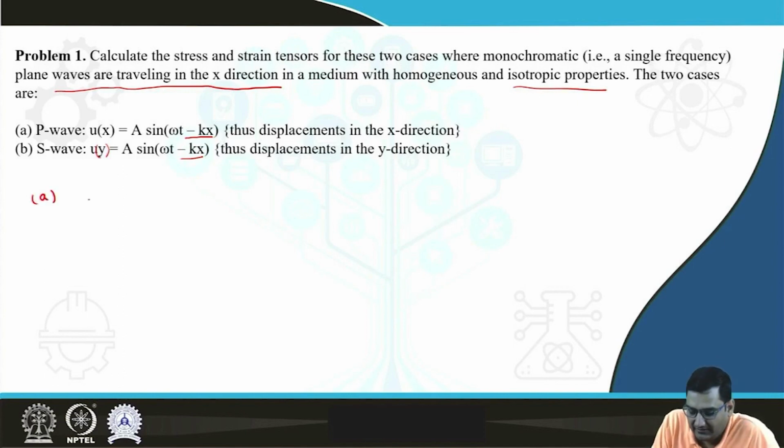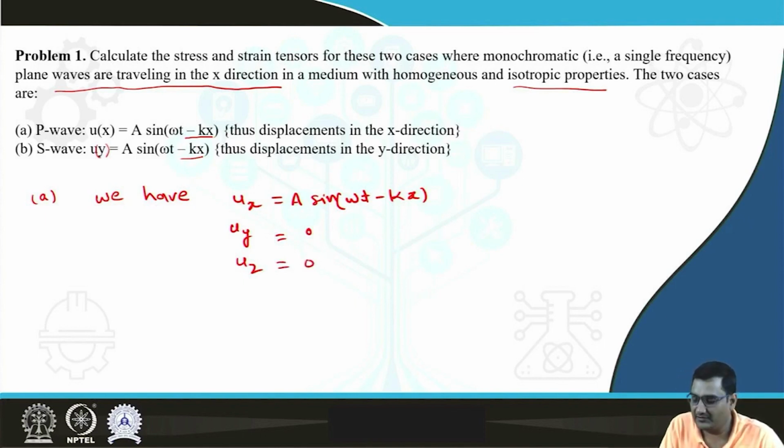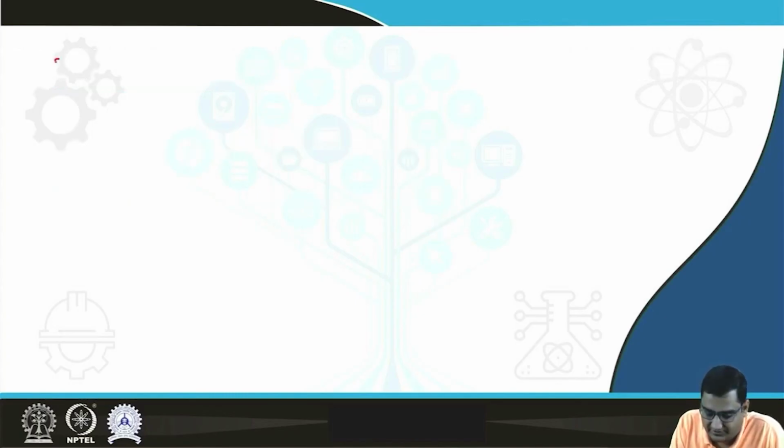In this case number 1, for the P wave we have ux equal to a sin(omega t minus kx), and uy and uz are both equal to 0, since the ray is traveling in the x direction and the displacement is given in the x direction only. So we can define the strain tensor.